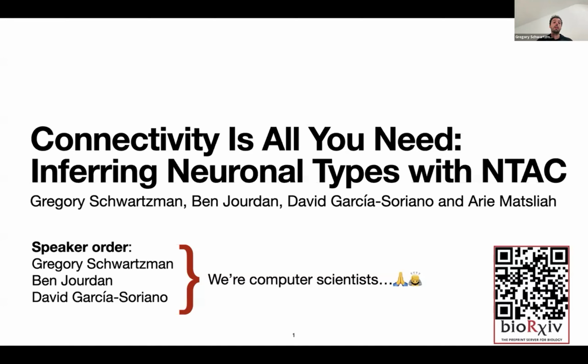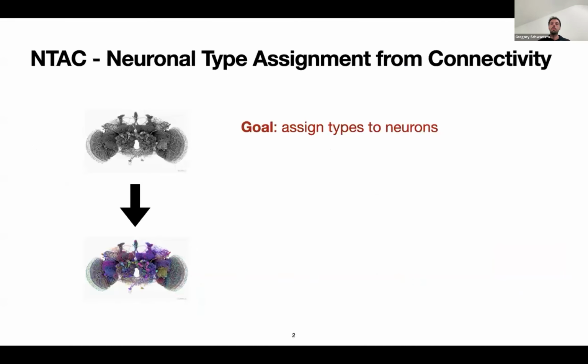Okay, thank you, Arie. So today, me, Ben, and David will be presenting our new algorithm for assigning types to neurons in the Connectome. And I'd like to start with a small apology that we're computer scientists and by no means biology or neuroscience experts. So the goal here is to take the Connectome and automatically assign types to neurons, something that is done mostly manually now.